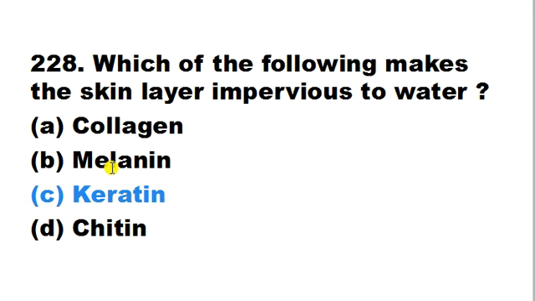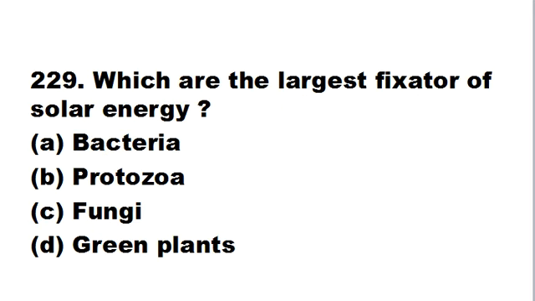Which are the largest fixator of solar energy? A. Bacteria, B. Protozoa, C. Fungi, D. Green plants. So its correct answer is D. That means green plants on the earth are the largest fixator of solar energy. Largest fixator means they absorb maximum amount of solar energy and convert it to edible form. Means they make carbohydrates which are edible by the herbivores. So these are the primary fixator or the largest fixator of the solar energy.